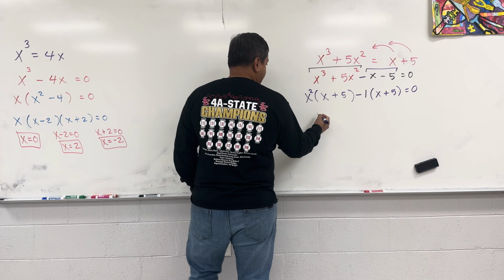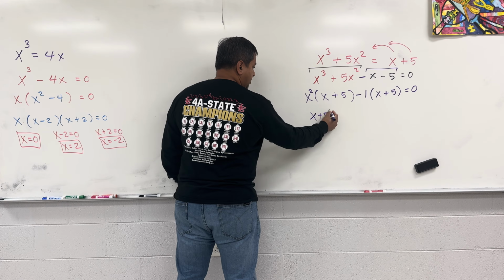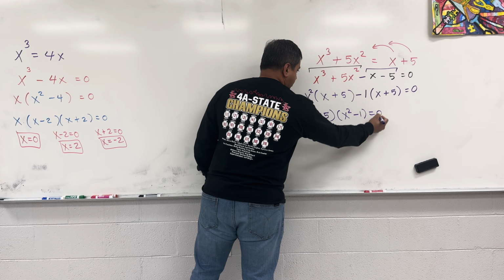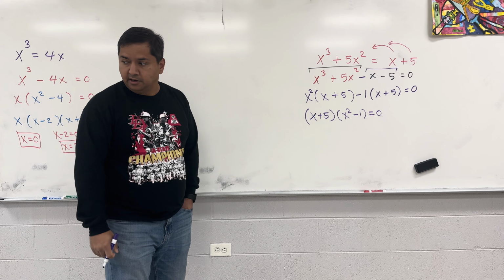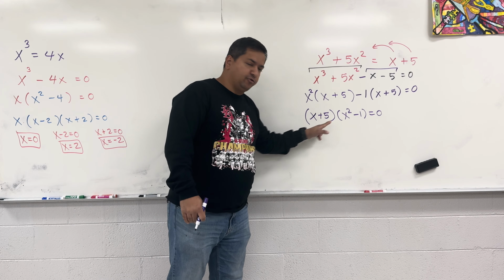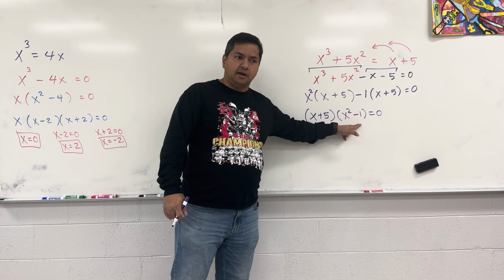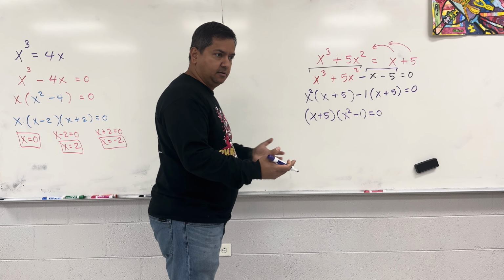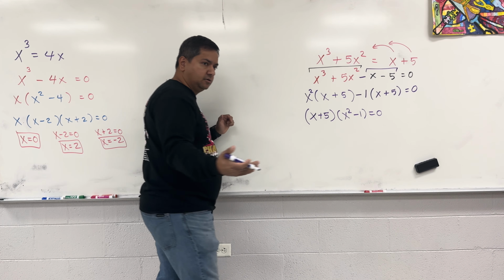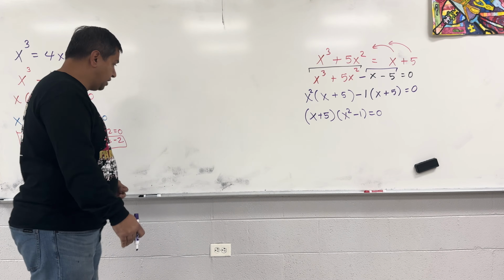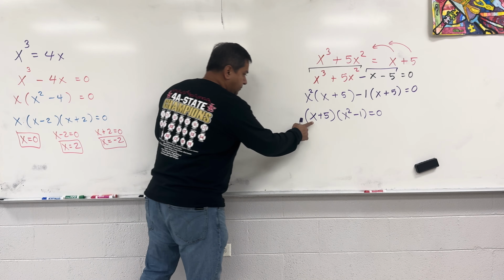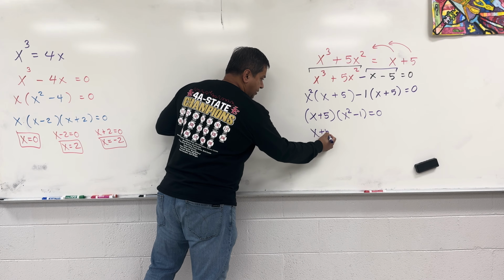All right, and then you have x plus 5, x squared minus 1 equal to 0. Wait, we were saying 3 solutions, right? But we only have 2 factors at this point. That means something else could be factored here, right? So between these 2, one of these can be factored further. Which one would that be? The second one. It just has 1 in there, right? So you have x plus 5.